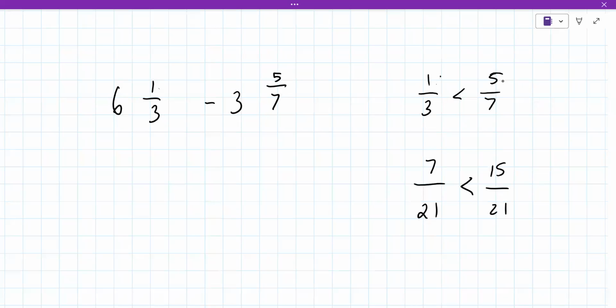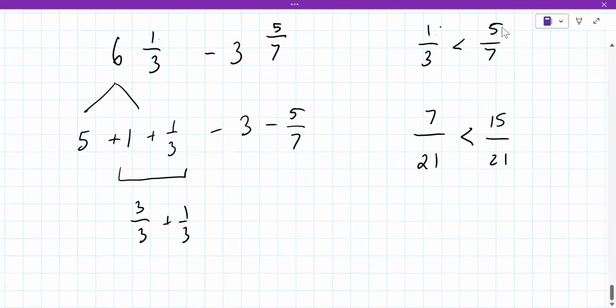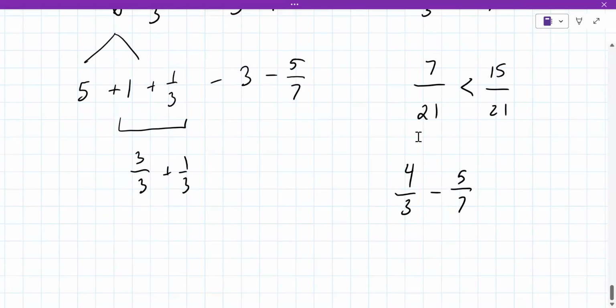So in this type of problem, if you recall, you have to break it up. 5 plus 1 plus a third minus 3 minus 5/7. And then this part right here, this 1 and 1/3, you make it 3/3 plus 1/3, 4/3. So you have to take 4/3 somewhere and subtract 5/7. So I'll let you do that part for us, please.